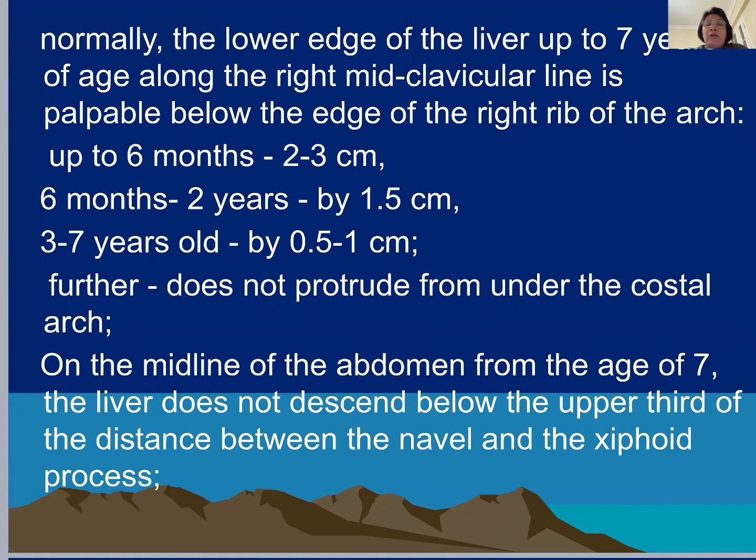About size of the liver and palpation. Up to 7 years of age, the lower edge of the liver along the right midclavicular line is palpable: up to 6 months by 2 to 3 centimeters, 6 months to 2 years by 1.5 centimeters, 3 to 7 years old by 0.5 to 1 centimeter. After 7 years old, we cannot palpate the liver below the rib arch.